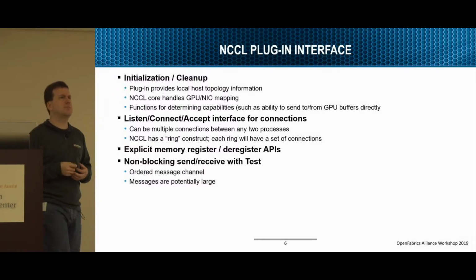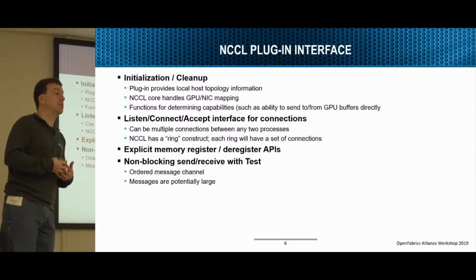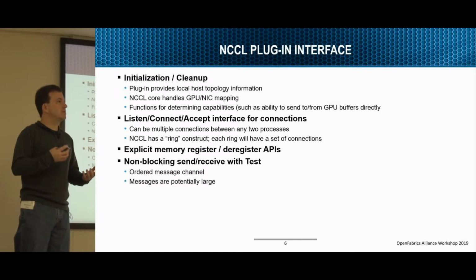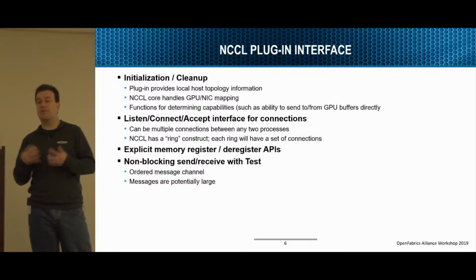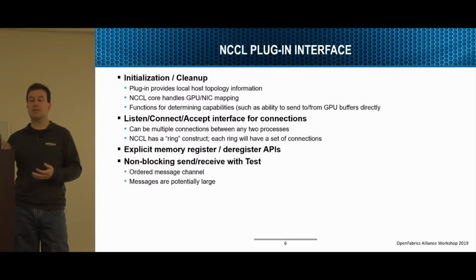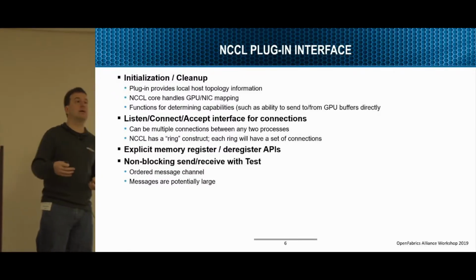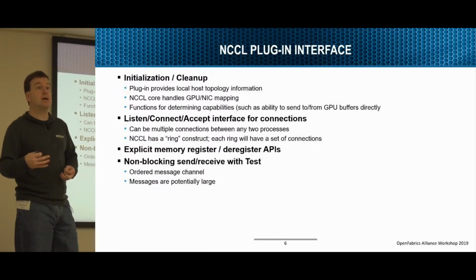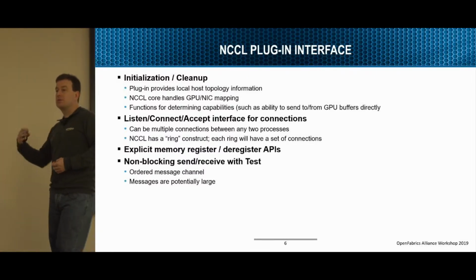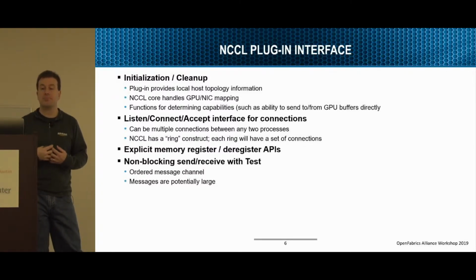And then some functions for determining capabilities, like can the network card directly send out of GPU memory? For Mellanox verbs, the answer is obviously yes. For TCP, the answer is obviously no. And everyone else is kind of somewhere in the middle. Its connection establishment is a standard listen, connect, accept interface. So something more akin to setting up an RC queue pair or TCP, compared to, say, the MPI style of boom, all the processes are connected. So at the low layer, you see an explicit listen, accept, connect profile.